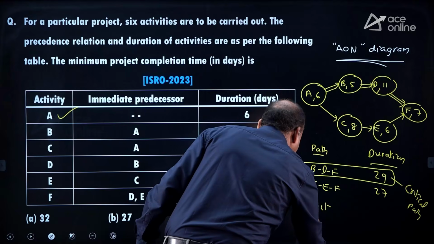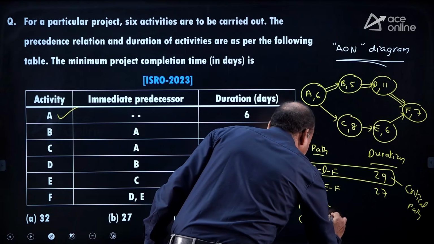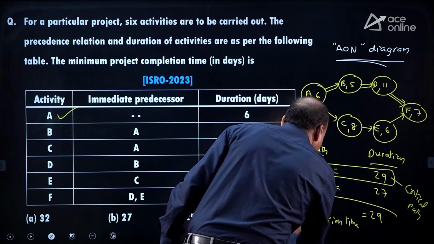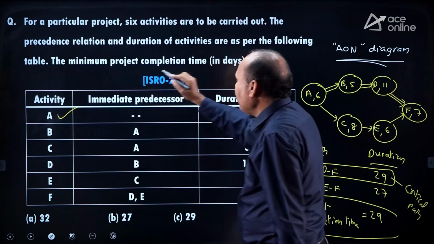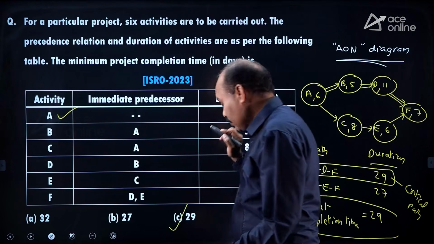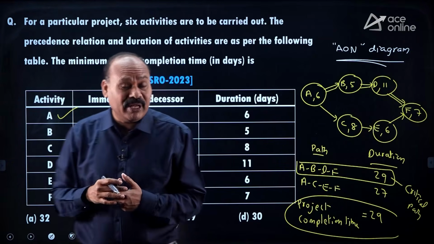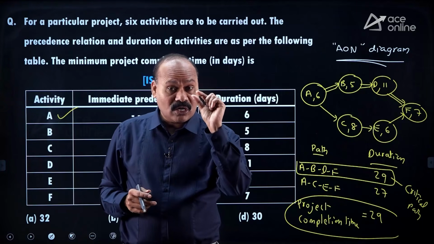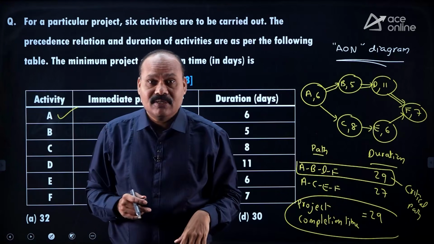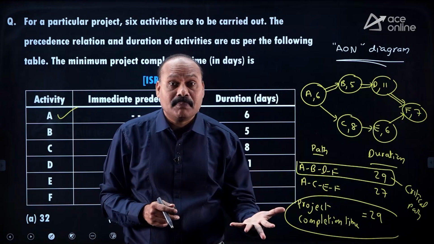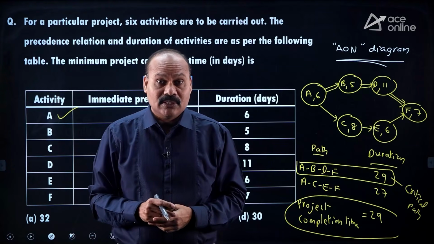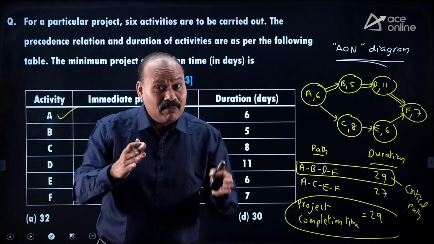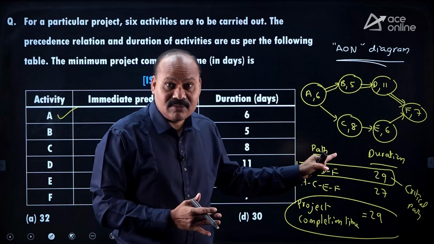Project completion time is equal to how much? 29. Minimum project completion time is equal to 29. Okay, you will get doubt: sir, minimum time is 27. Actually, the title, project completion time, is only important. Minimum time required to complete the project is nothing but critical path duration. What is the maximum time required to complete the project? Infinity. Minimum 29 days you have to wait to complete the project.